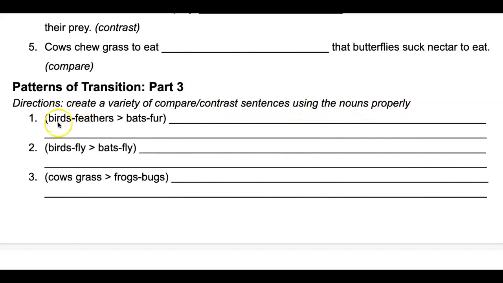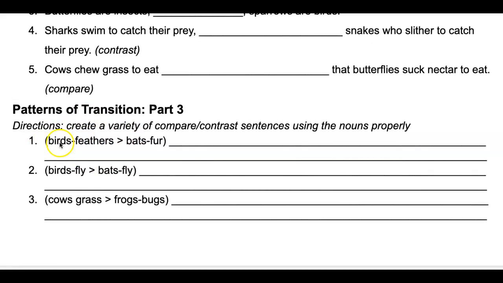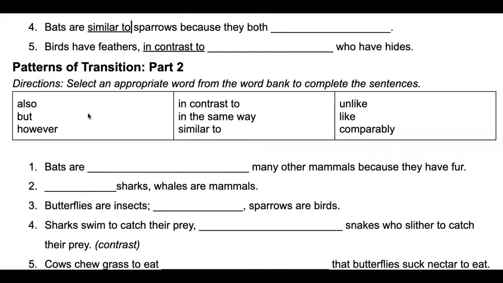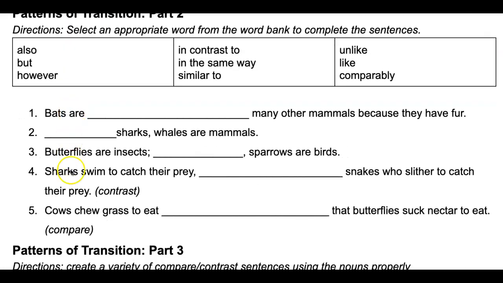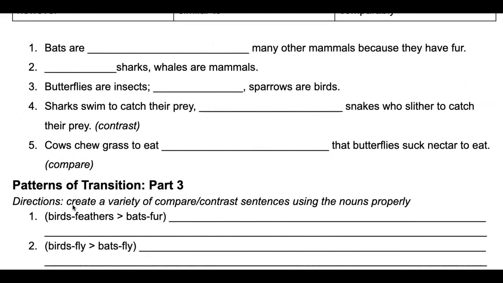So this sample says birds, feathers, bats, fur. So this tells you this is going to be a contrast, because they have differences. This one says birds fly, bats fly. That will be a comparison. So you're going to have to create a sentence here for number one that is contrast. And I want you to look at these different ones that are contrast and do something similar.